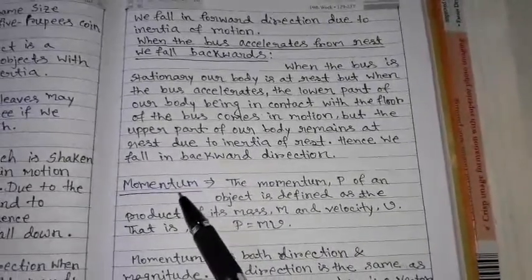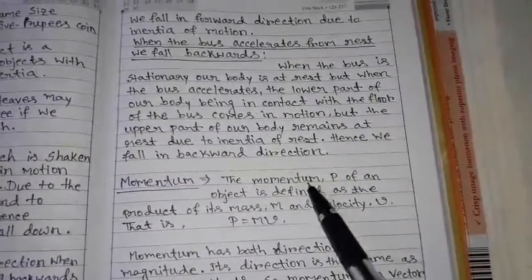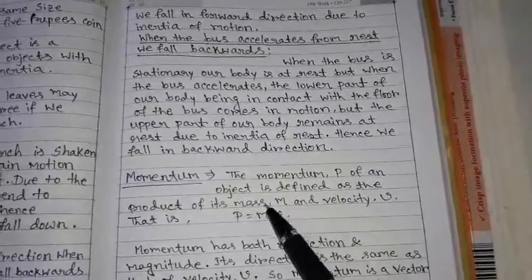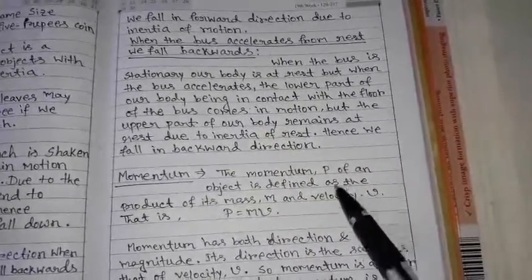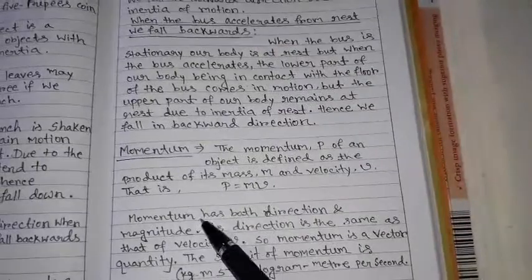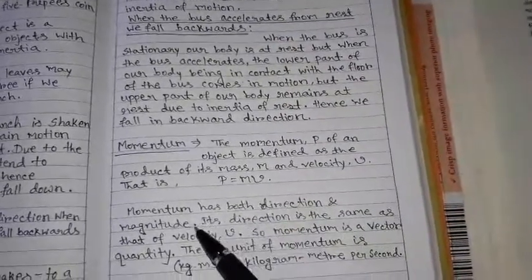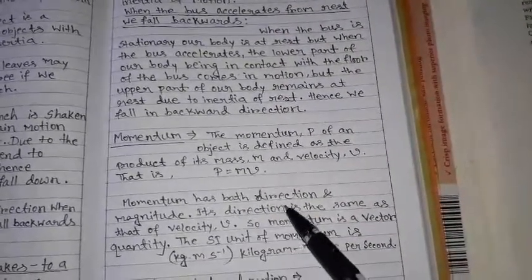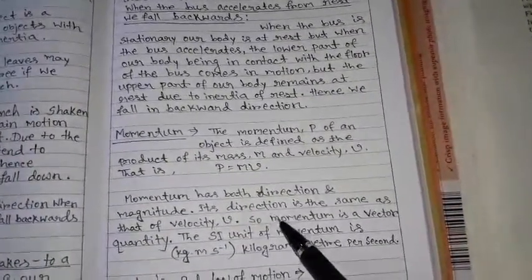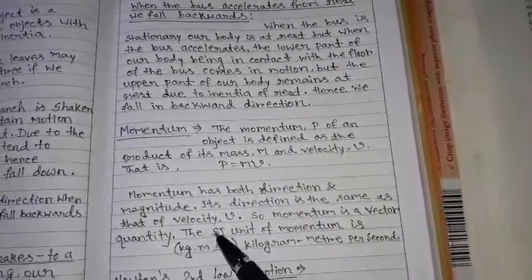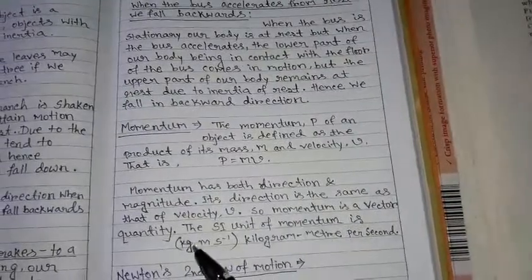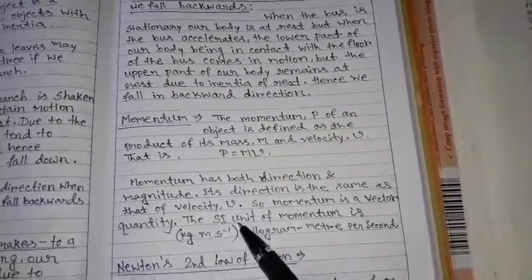Next topic is momentum. The momentum p of an object is defined as the product of its mass m and velocity v, that is p = mv. Momentum has both direction and magnitude. Its direction is the same as that of velocity v. So momentum is a vector quantity. The SI unit of momentum is kilogram meter per second, kg m s^-1.